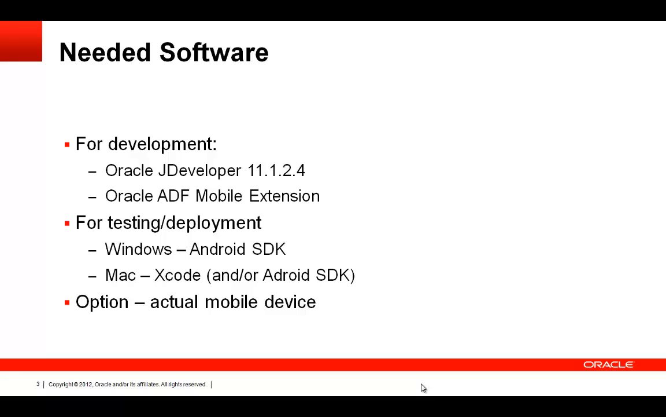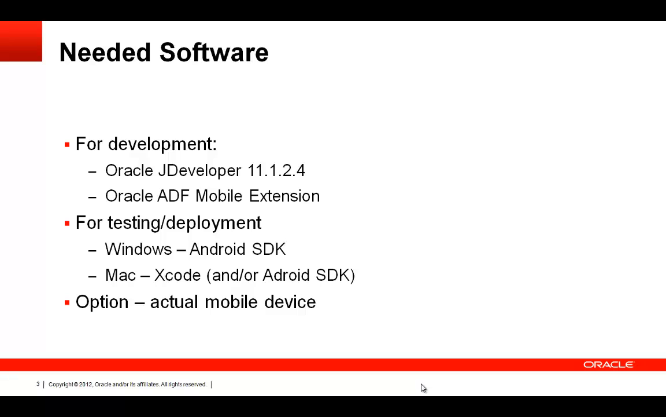All you need to do is, once you install JDeveloper, you go to Help, check for updates, and you'll see there the Oracle ADF mobile extensions available from the official Oracle JDeveloper Extension Center. Download it and install it through this Help, check for update functionality, and it will restart JDeveloper and you'll be ready to develop.